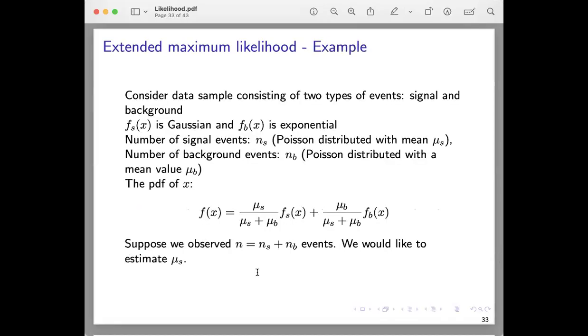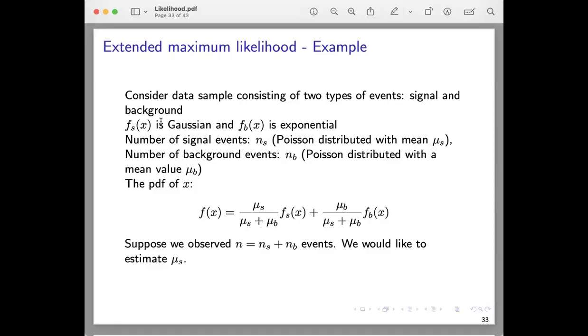So okay, let me come to an example. Maybe this will be easy to understand. This becomes a little bit abstract. Now let's consider this example where you have two types of events, signal and background, and the total data consists of both signal and background. That you get as an observed data set. Now suppose we know that the PDF of the signal type is Gaussian, and the PDF of the background type is exponential. So you have an exponentially falling spectrum, and on top of that, you have a Gaussian.